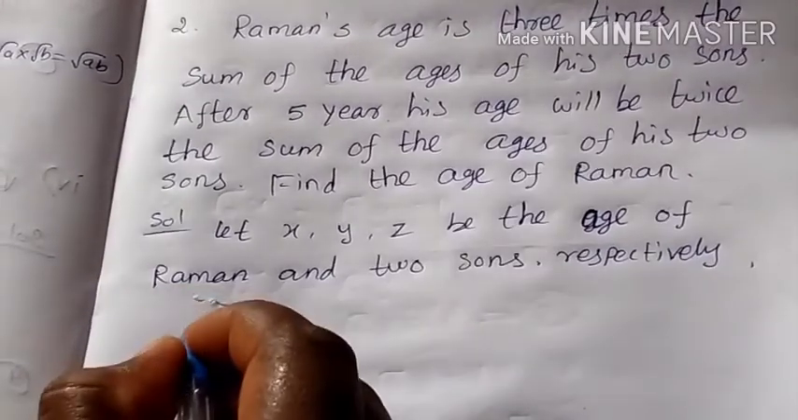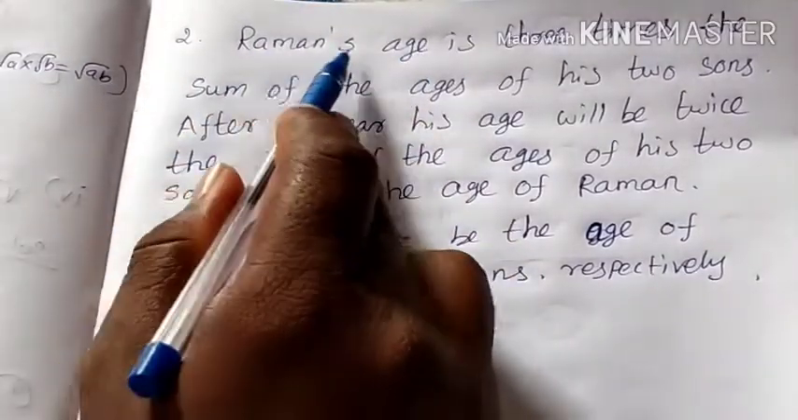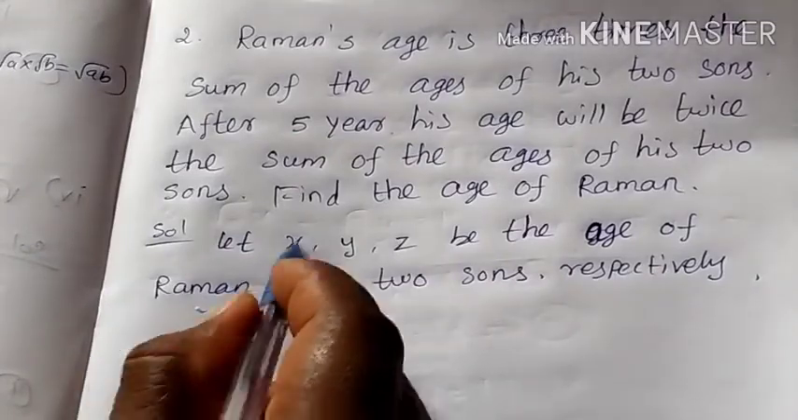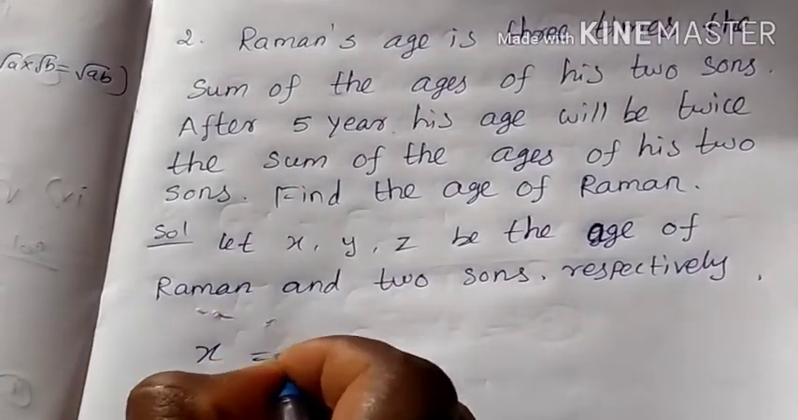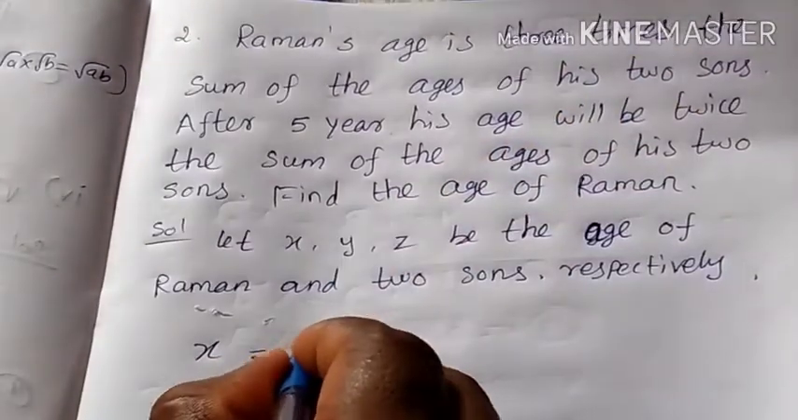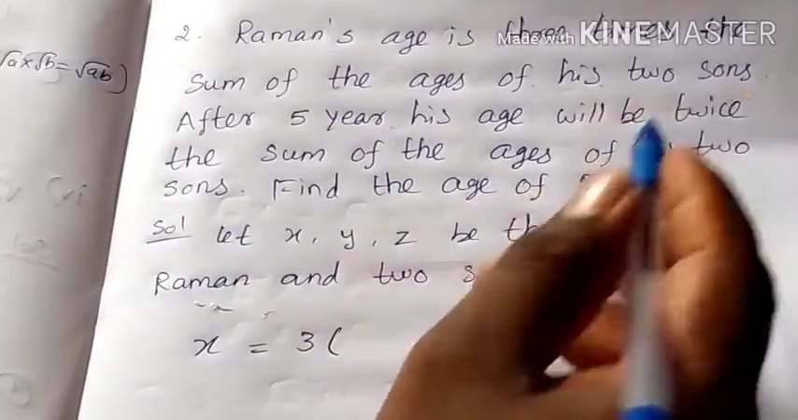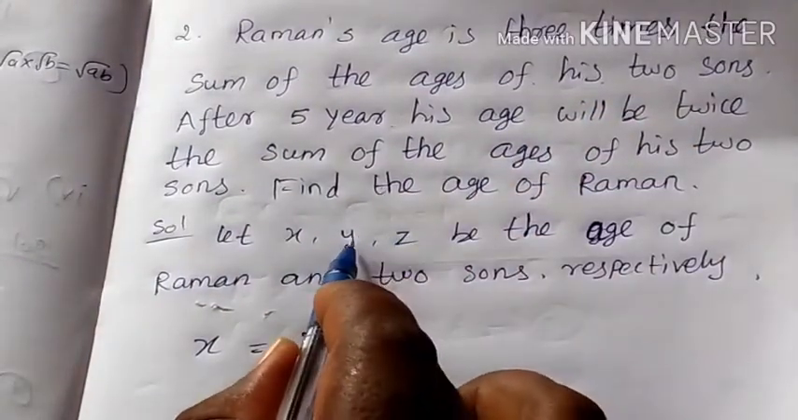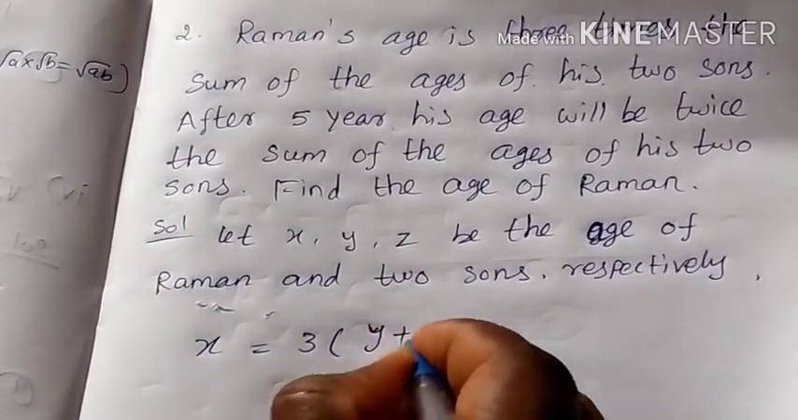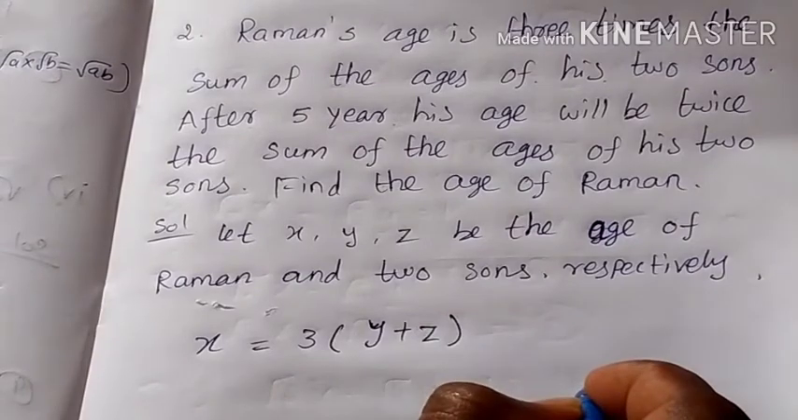So first, forming the equation using the given condition. The given condition is Raman's age is now x. X is the Raman age, which is equal to 3 times the sum of the ages of his 2 sons. His 2 sons' ages are y and z. So the sum of the 2 ages is y plus z. This is the first equation.